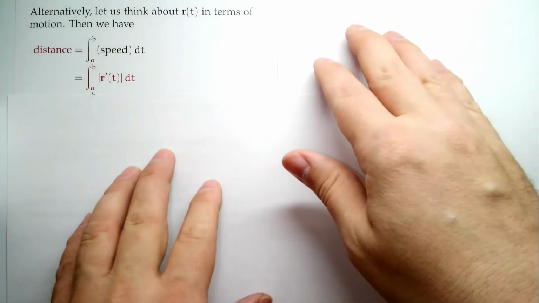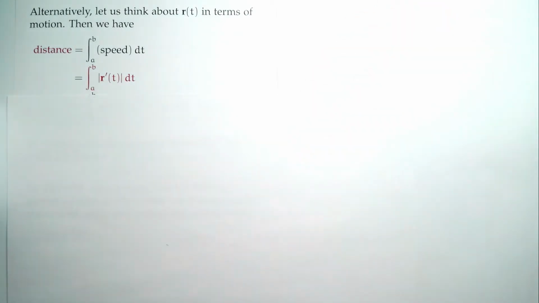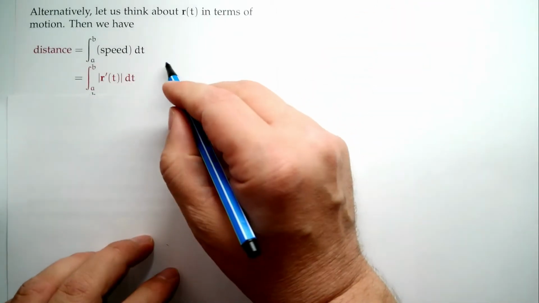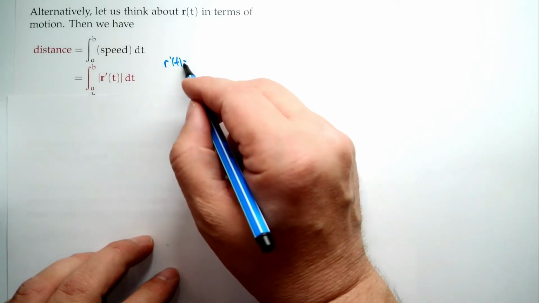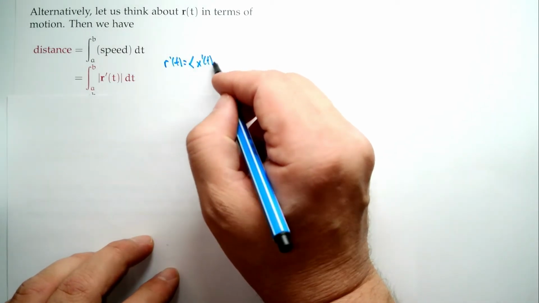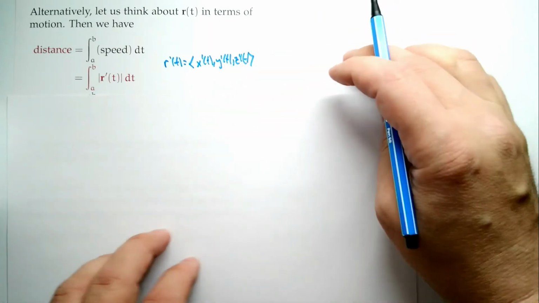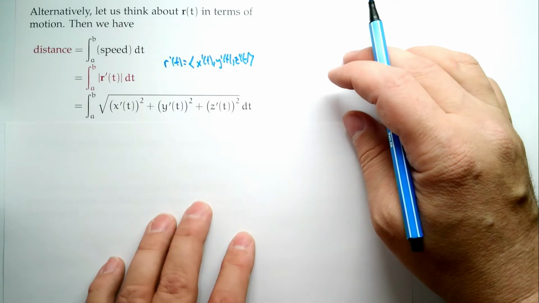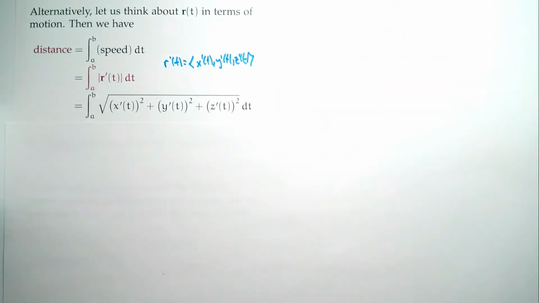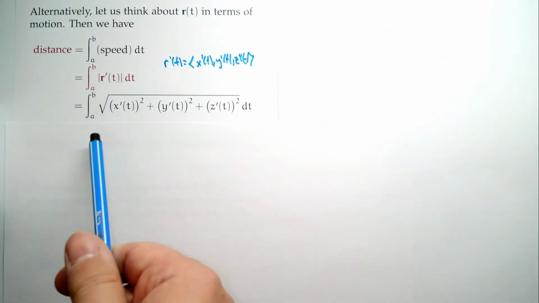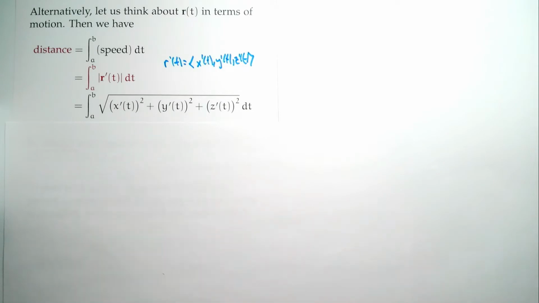Okay, well, I happen to know what r prime is because I've been paying attention in class. r prime of t is this vector that looks like x prime of t, y prime of t, and z prime of t. And therefore, if I take the magnitude, the magnitude of r prime of t is the square root of x prime squared plus y prime squared plus z prime squared. So if it helps, you can memorize it in that way. Think, okay, let me find velocity, and let me take its magnitude. That's what I have to integrate.